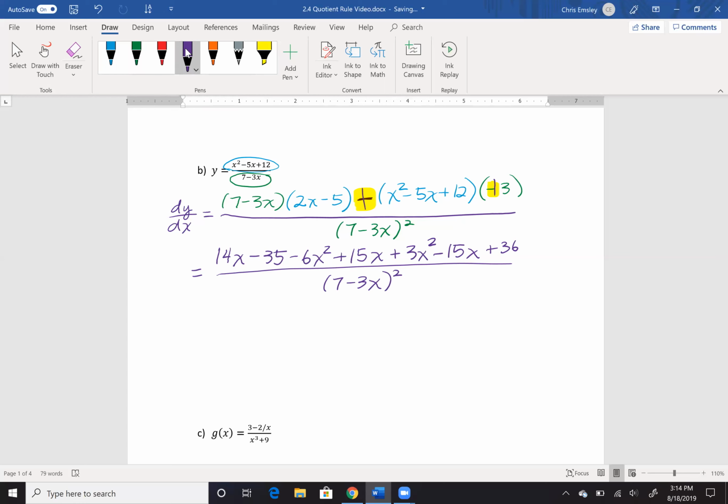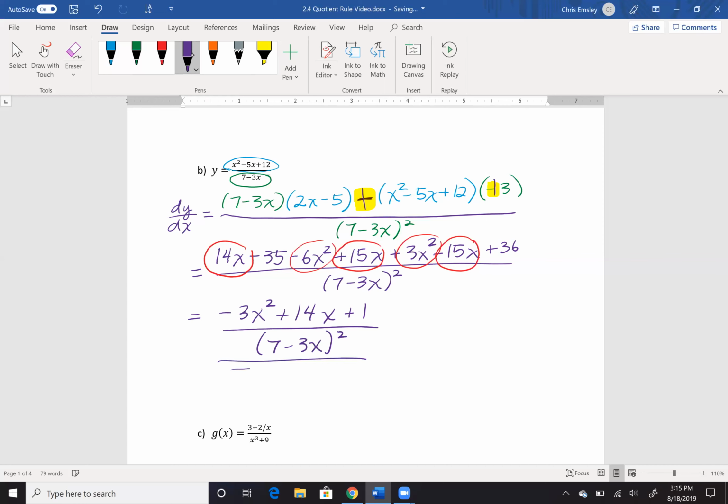And then we look for those like terms again. We have an x squared here and an x squared there. So minus 3x squared. We have a 14x, a plus 15x, and a minus 15x. So that just leaves us with plus 14x. And then with our constants, a minus 35 and a plus 36. So that just leaves us with plus 1. Still over that same denominator. And that would be our derivative for our second example.